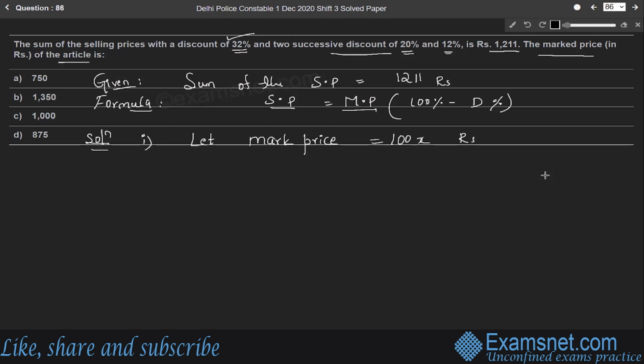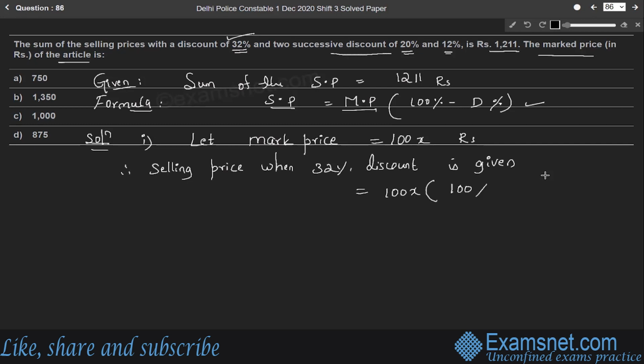Right. So according to the question, the sum of the selling prices is 1211. So therefore, the selling price when a 32% discount is given is equal to the marked price, which is 100x, into 100% minus the discount of 32%. That is, 100x into 68%, that is 68 by 100, which is equal to 68x.